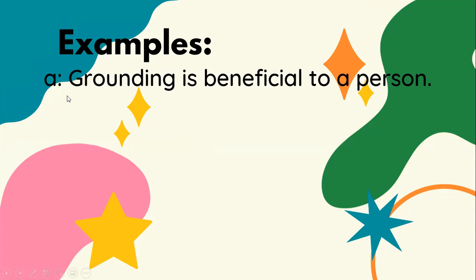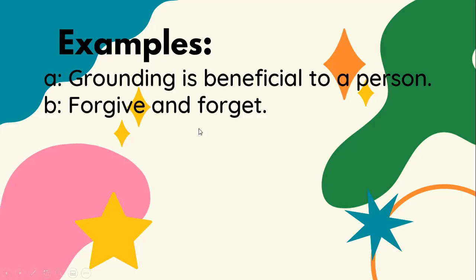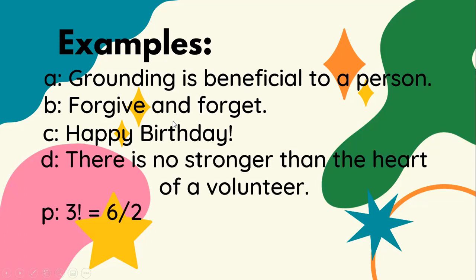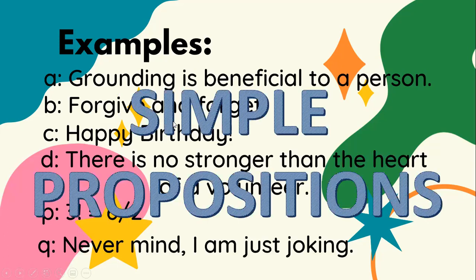So let us take example 1 na dun sa ating distinction kanina, whether it is a proposition or not. So we have here, grounding is beneficial to a person. Okay? So this is an example of a simple proposition. This one is not an example. So yan yung mga examples natin kanina nung nag-identify tayo. All of these are examples of simple propositions. Si A, si D, si P, at si Q. Pero si B at si C, sabi nga natin kanina, they are not examples of propositions. So only A, D, P, and Q are examples of simple propositions.